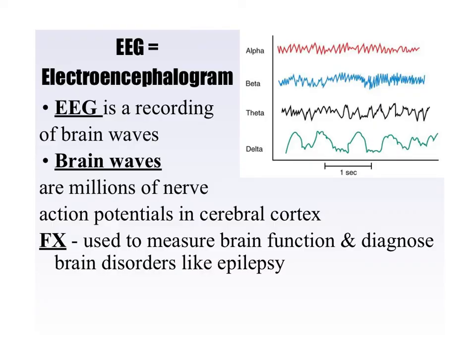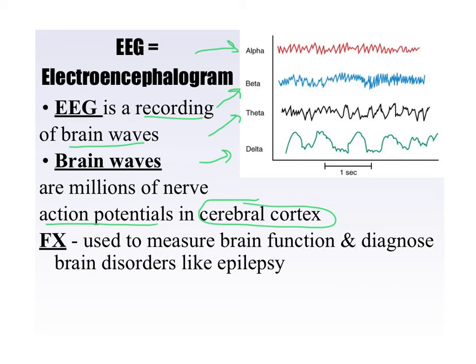EEG, or electroencephalogram. These are recordings of brain waves. So they stick a lot of these electrodes on your scalp, and what they're doing is they're reading the action potentials of millions and millions of nerves inside your cerebral cortex. Now, depending on what the activity is you're doing, you will get different, what's called waves. So you'll get a different readout on the EEG machine, depending on what you're doing.